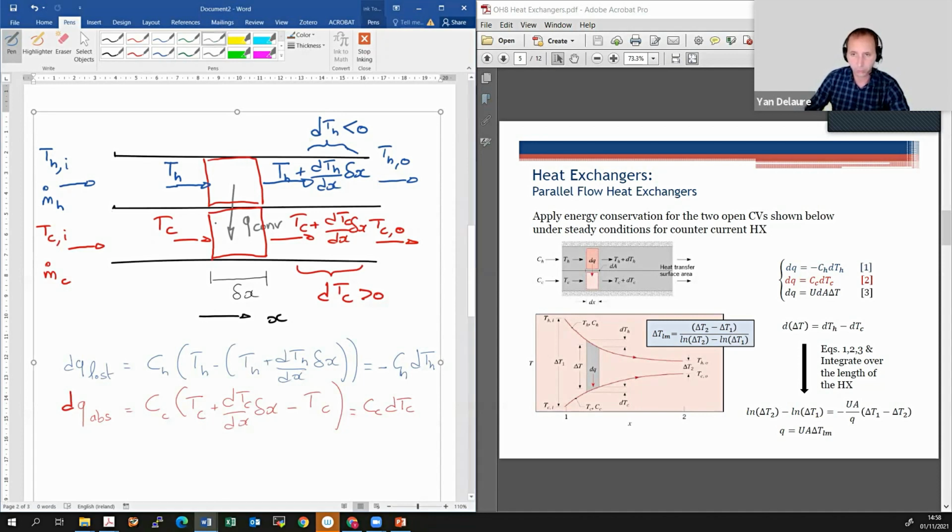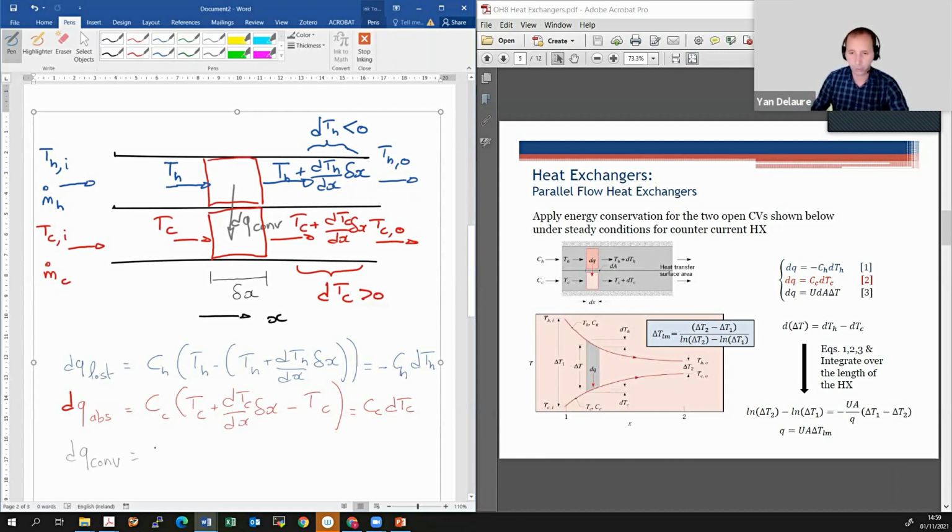I'm going to follow the same convention and put a d in front, meaning a small amount. The d here comes from the derivative or the differentials, and it means a small amount being transferred over a small control volume. So for the dq conv, we're going to assume that that surface is small enough for the temperature difference driving heat transfer to be assumed uniform. That's the key assumption there.